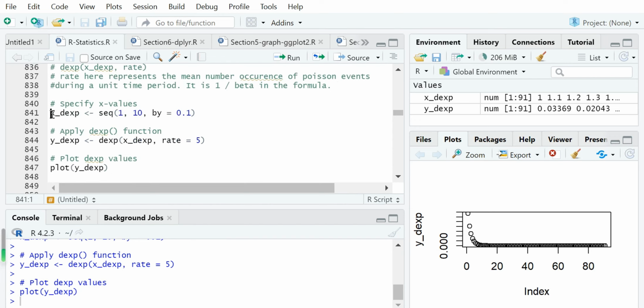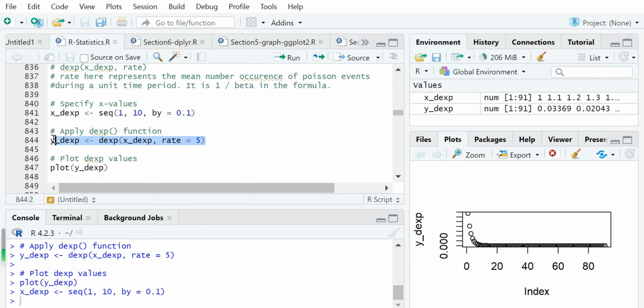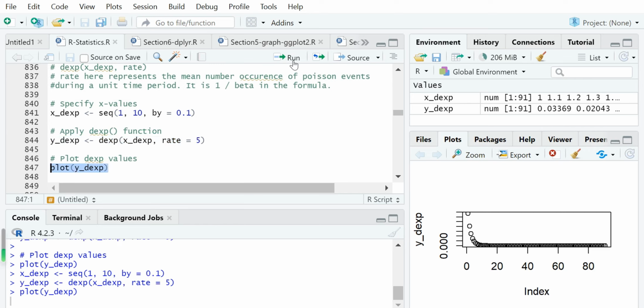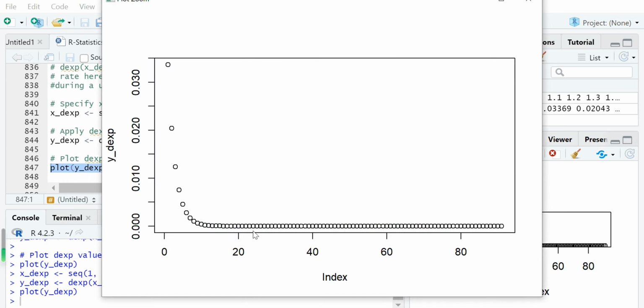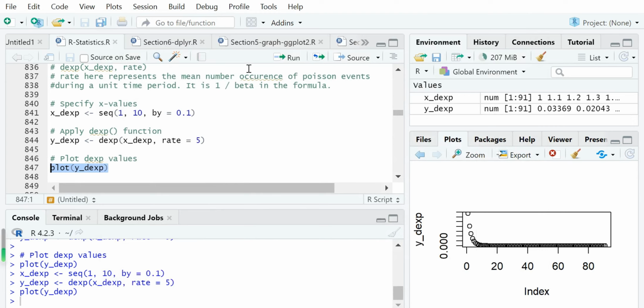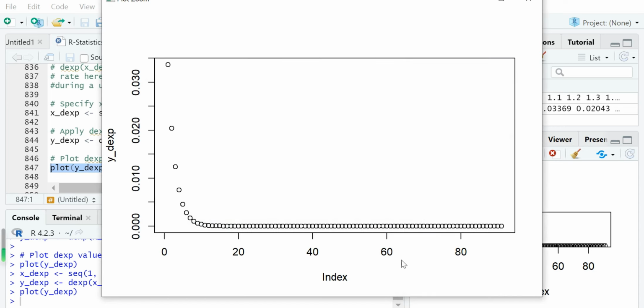So for example, x is a vector from 1 to 10 with a gap of 0.1. Then we can use the dexp function to calculate the density of this vector with a rate equal to 5. Then we can plot this density curve. Here 1 to 10 with a gap of 0.1 means about 100 values. So the horizontal axis represents 100 values, and the vertical axis represents the density.